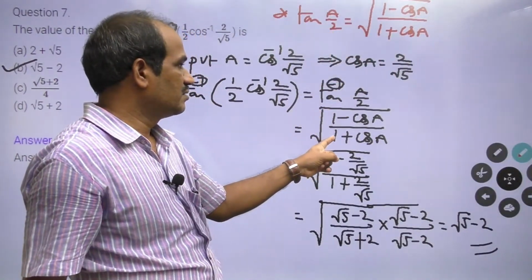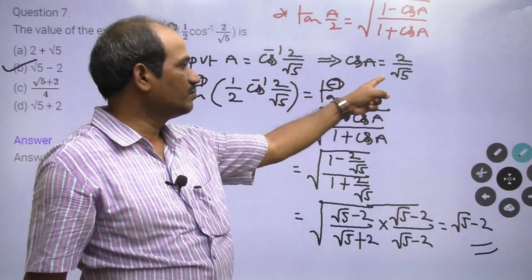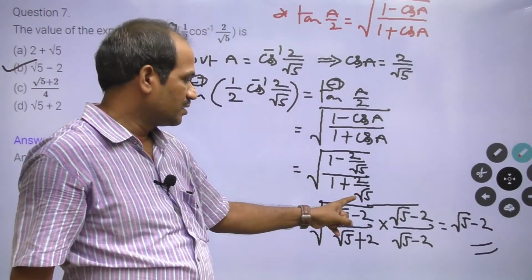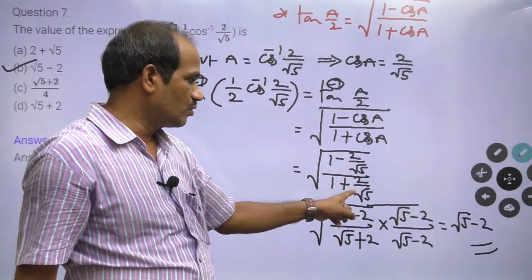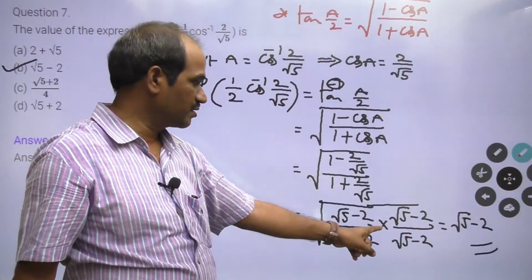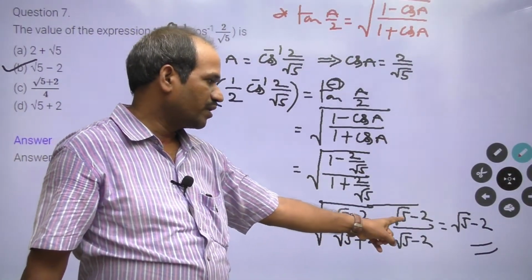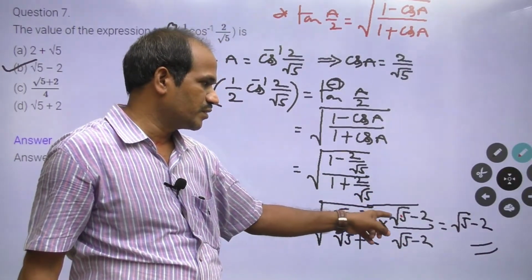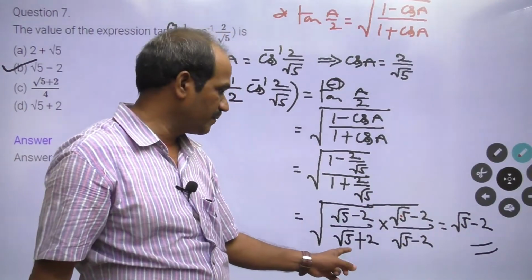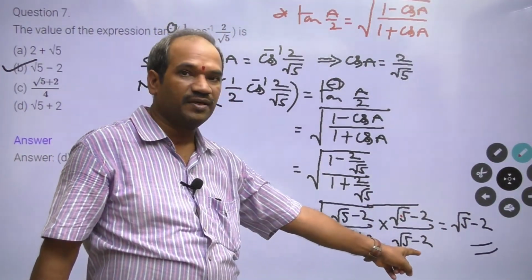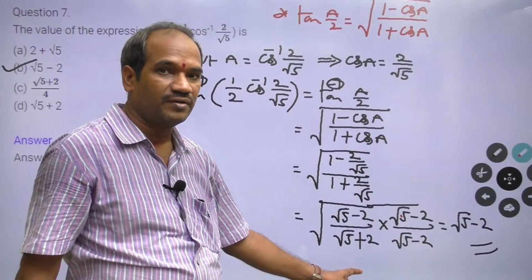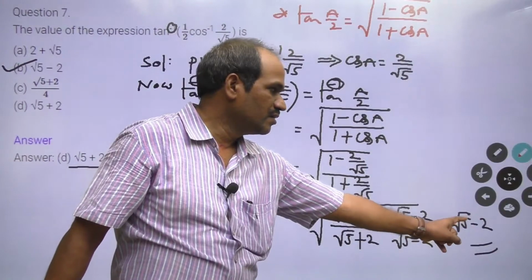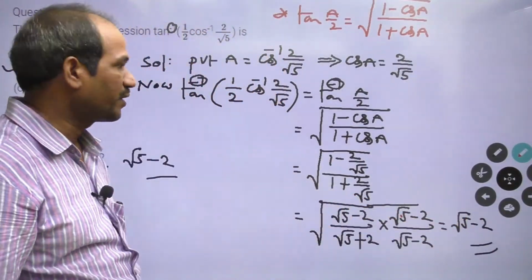Replace cos a with 2 by root 5: 1 minus 2 by root 5 by 1 plus 2 by root 5. Take the LCM: root 5 minus 2 by root 5 plus 2. Rationalizing, multiply and divide by root 5 minus 2. In the numerator, root 5 minus 2 whole square, the square root and square cancel, giving root 5 minus 2. The denominator is a plus b into a minus b, a square minus b square, which is 5 minus 4, that is 1. So the final answer is root 5 minus 2.